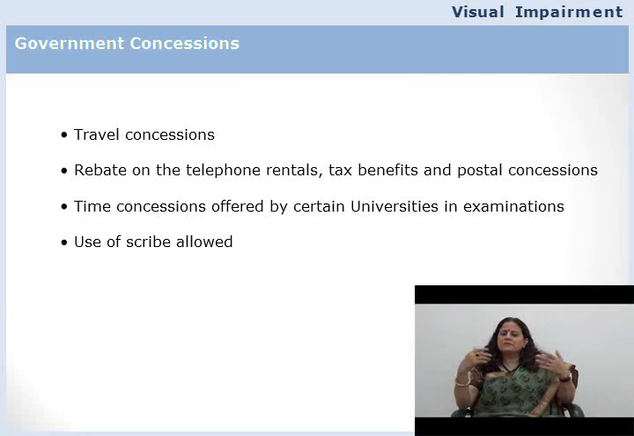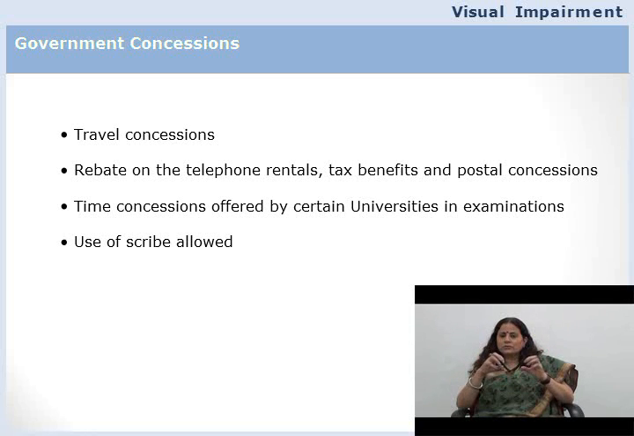We've spoken about different implications of visual impairment. We've also spoken about what are the various facilities, what are the various devices available. At the same time, there are different concessions given by the government for their travel, for their postage. At a student level, they are allowed to take a writer, they are allowed to take extra time, they are allowed to drop certain subjects.